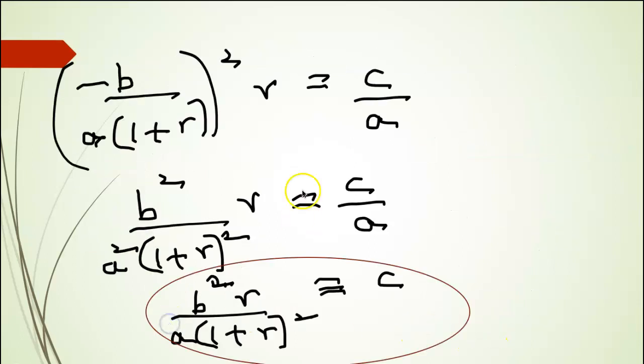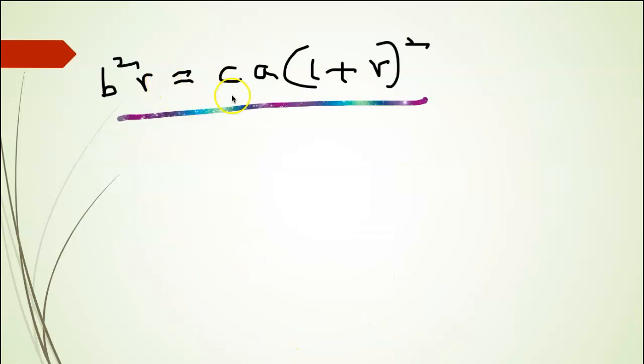Substitute here. So I get minus b by a into 1 plus r the whole squared into r is c by a. Cross multiply, so I get b squared by a squared into 1 plus r the whole squared into r is c by a, or b squared r is ca into 1 plus r the whole squared.